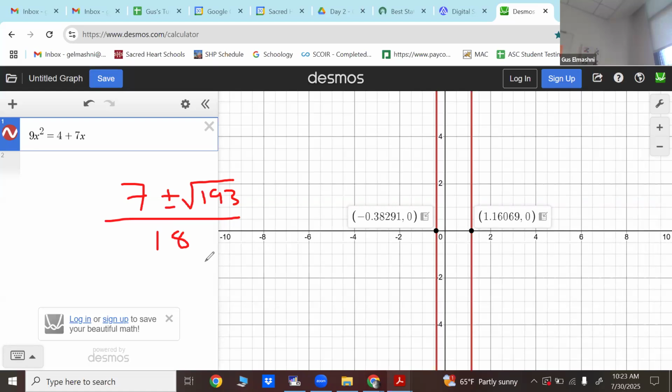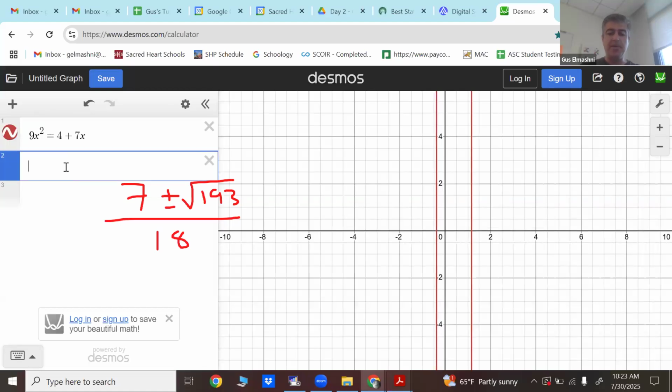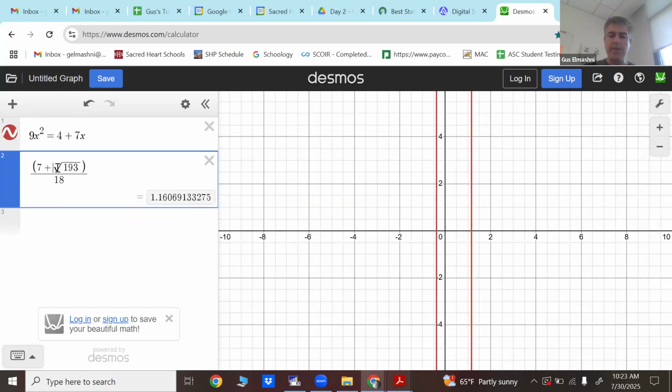Or, you know what? I don't know why I used a handheld. That was kind of dumb. 7 plus... By the way, to type in square root, you can just type in SQRT. Yeah, there it is. And if I switch that to a minus, there it is. So you could always verify your homework using Desmos.